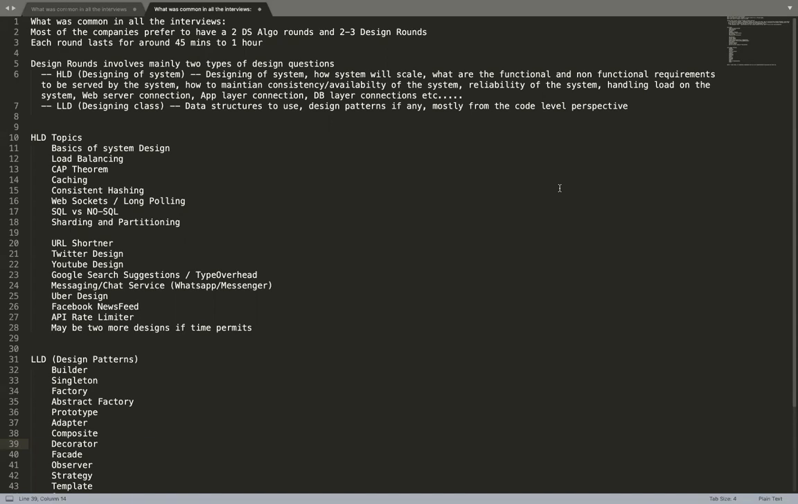I'm not sure if you have heard of this term or not, called cognitive overload. That is very, very important. In interviews, a lot of importance is given to this when you're designing your classes. So I'll try to explain it with the help of examples.